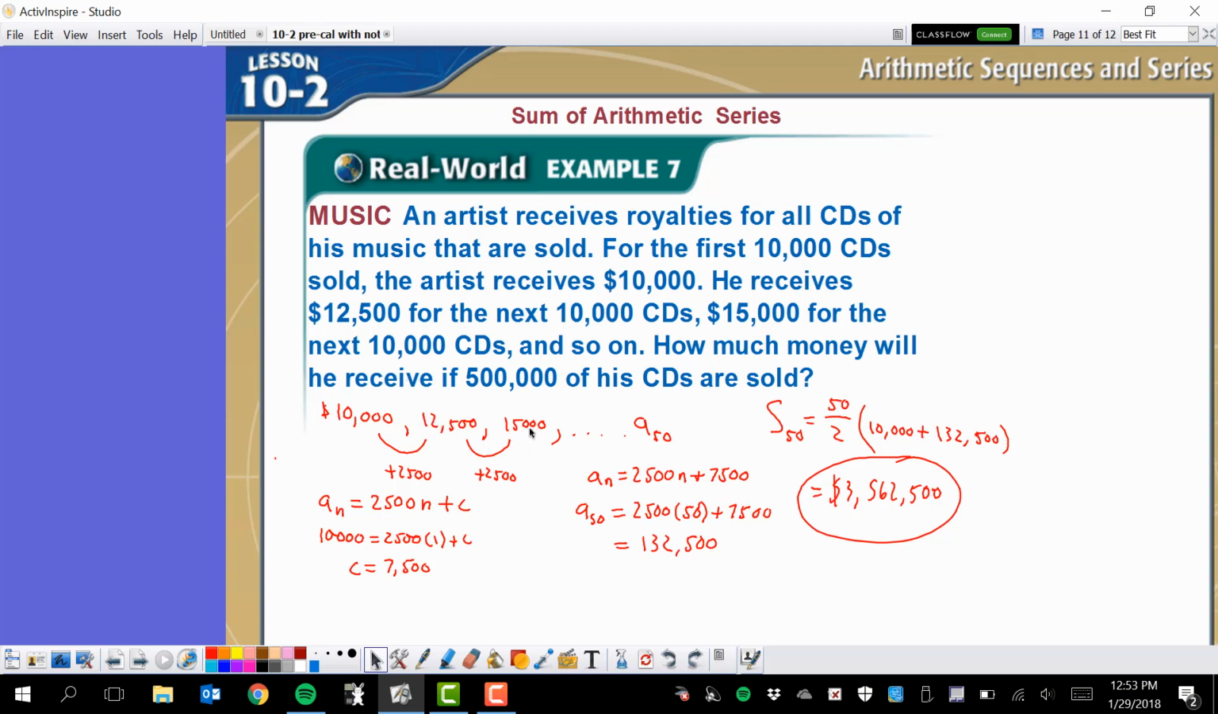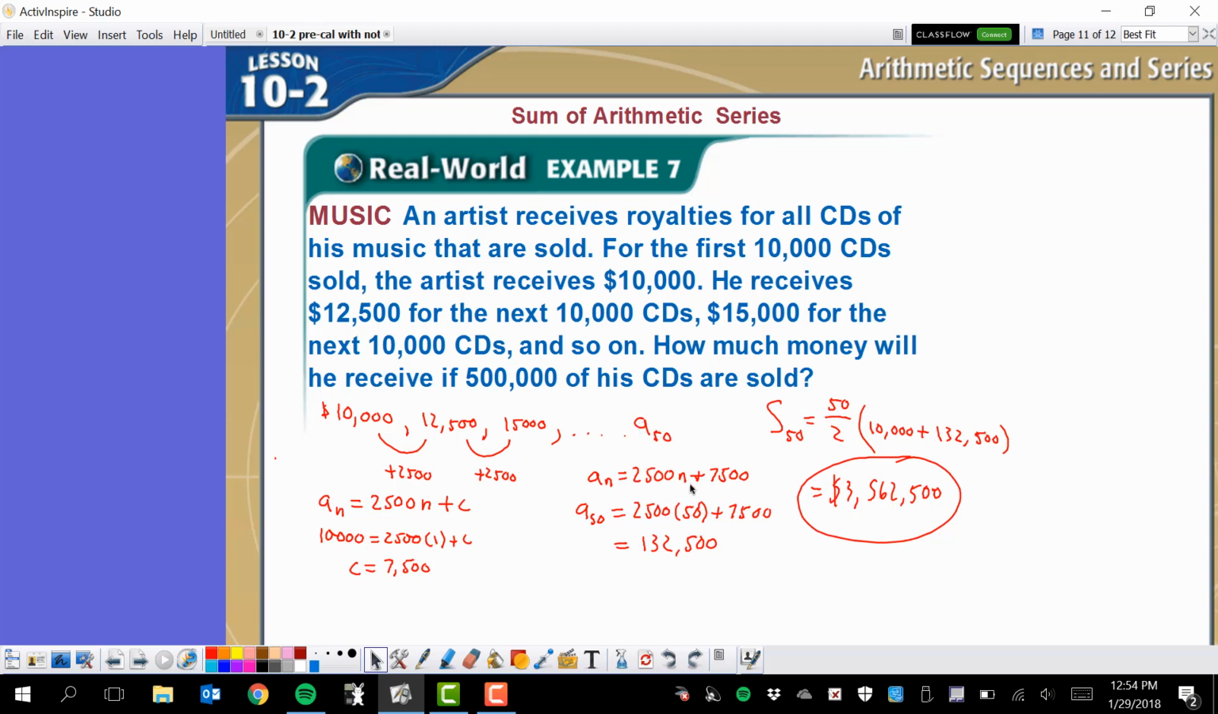They give you the first three terms in the sequence, and you can clearly see that the difference is $2,500. So every 10,000 CDs you add is an additional $2,500. I'm going to find the explicit formula for the sequence. Common difference, 2,500. I plug in the first term of the sequence, n is 1, 10,000 is A1. I find my C value, put that all together, and then we use this formula to spit out our A50 value. We don't know what number this is without repeating the cycle 50 times, but I plug in 50 for n and I get 132,500. That's my A50 value.